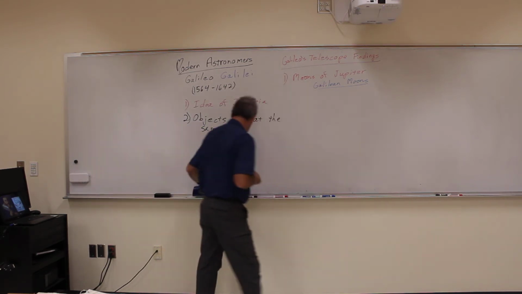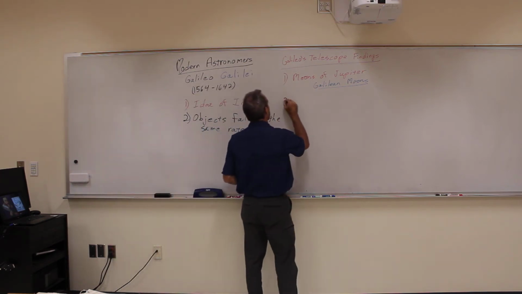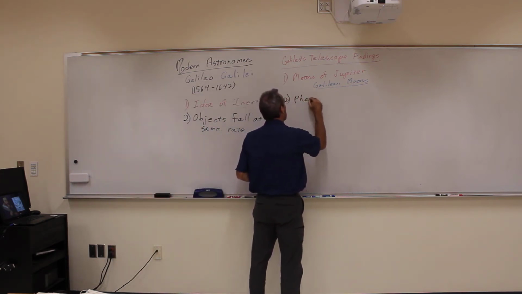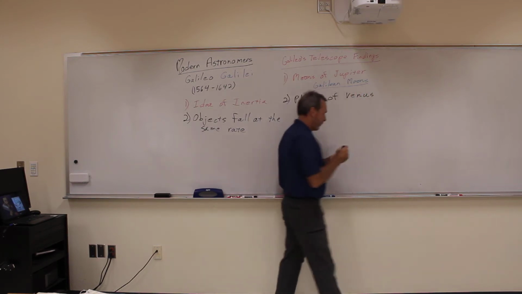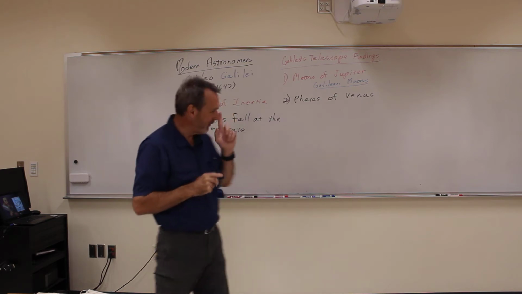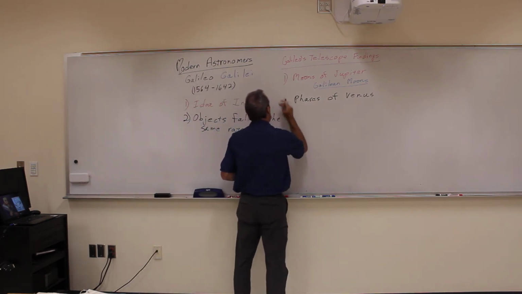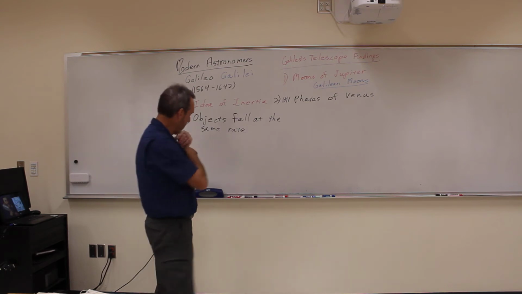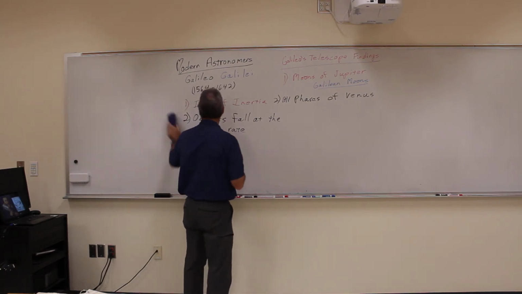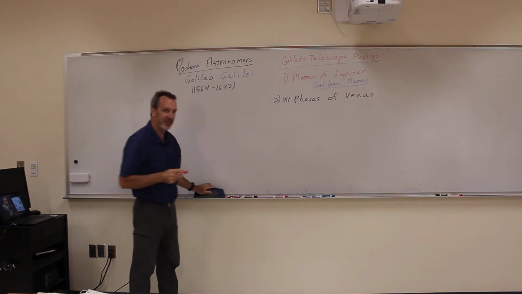Second, he found that there were phases of Venus. All right, this right here, all phases of Venus, I should say, just to be clear. All phases. Proved that Ptolemy was wrong. That one observation. And you're like, how? All right, I will explain it to you.